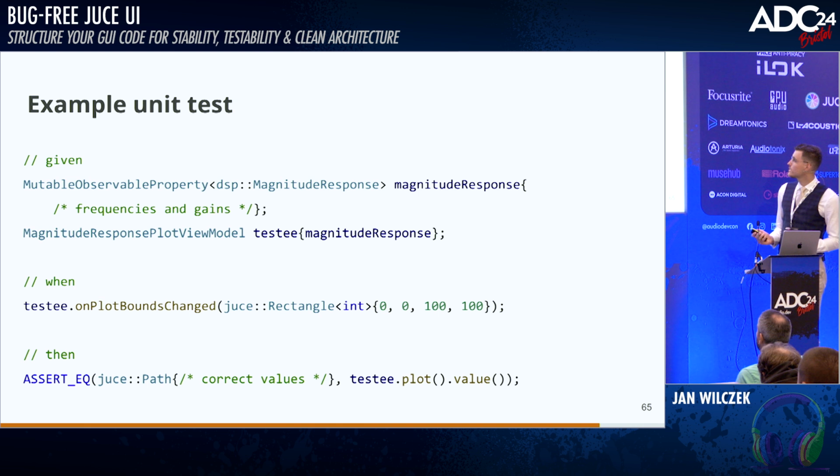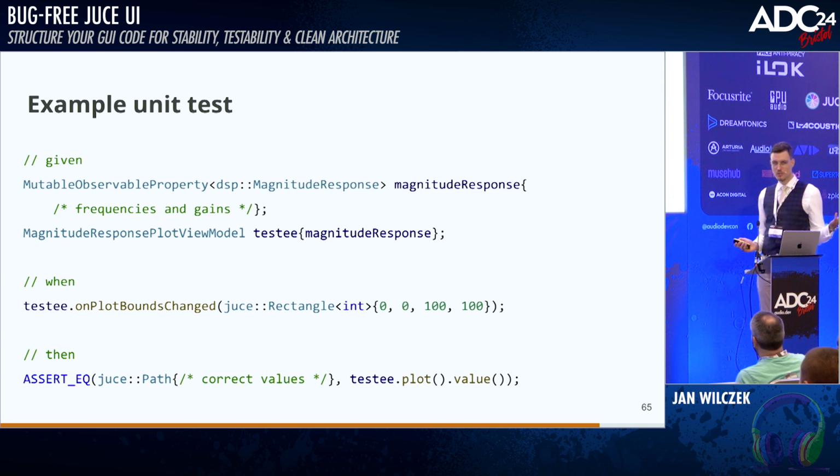And that's how you can test this, right? You can create a magnitude response observable property, you pass it to your view model, and then you notify that the bounds change, you supply whatever you want in your resolution, and then you can actually assert if the path that's calculated is correct. And as you can see, we didn't need the full model, right? And it's all nice, short, and clean, and it's very fast.